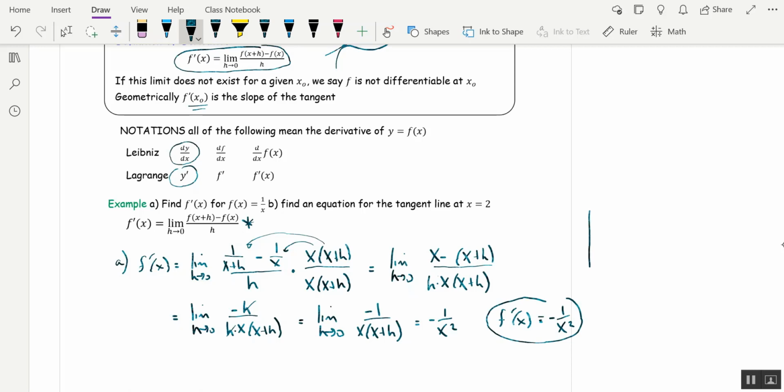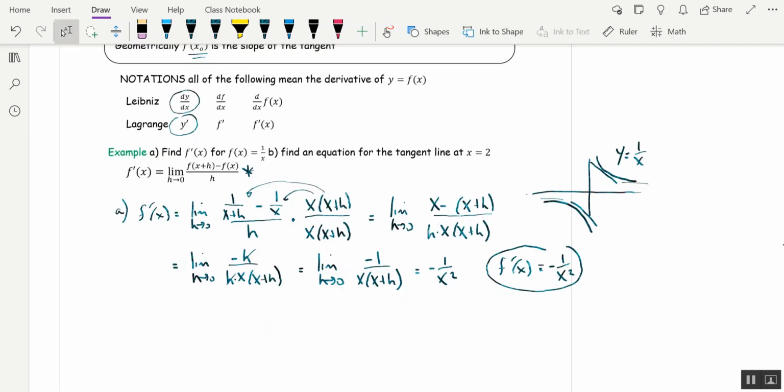So geometrically, this is the graph of y equals 1 over x. F prime, the derivative, is the slope of the tangent at any x. So we can see that that slope is always negative because you're squaring x and then there's a minus sign. So sure enough, no matter whether x is positive or negative, the slopes of my tangent lines are negative.